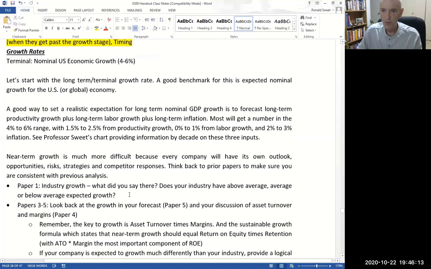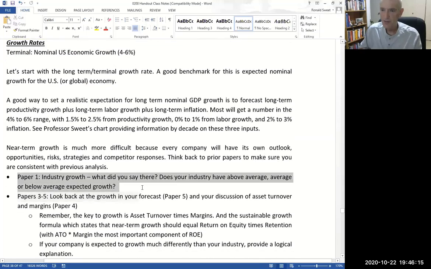So paper 1, you came up with your final conclusion on paper 1, is this industry growing above average, average, or below average? And your average is compared to the economy. So if the economy is growing 5%, is this an industry growing above that or below that? And you might think in terms of the cycle of this industry. Where is this industry? Is it early in its development cycle, or is it pretty late? So if I'm doing a Whirlpool, I'm thinking pretty late.